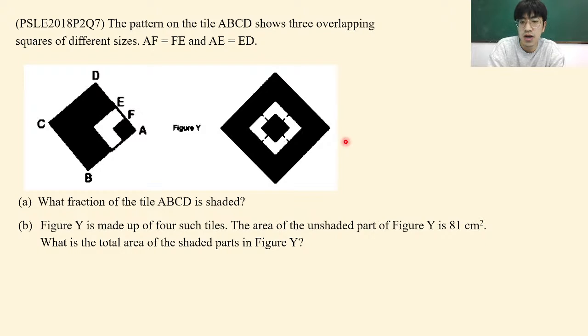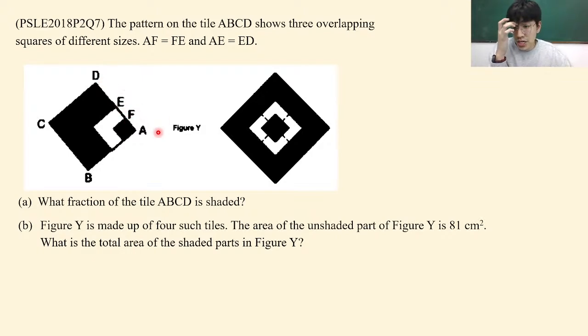Now this is a question from PSLE 2018, paper 2, question 7. Now, the pattern on the tile ABCD shows three overlapping squares of different sizes. And we know that AF over here equals FE and AE equals ED. So E is the midpoint of DA and F is the midpoint of EA.